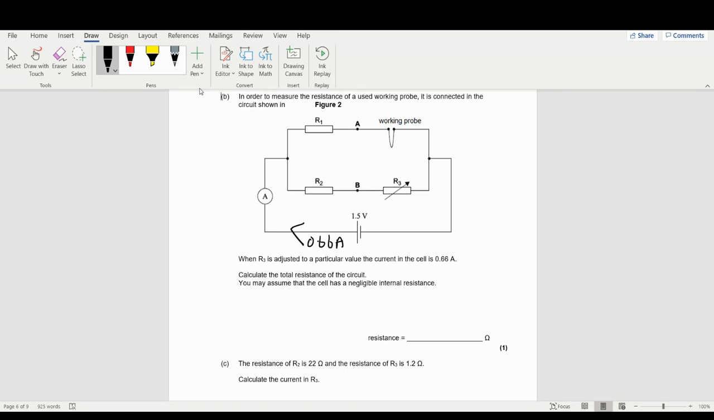Okay, you calculate the total resistance of this circuit. Okay, so you know the total voltage is 1.5 volts. You know the total current, is 0.66. So you end up with 1.5 equals 0.66 R. So your total resistance is going to be 1.5 divided by 0.66, which is going to be 2.27 or 2.3.